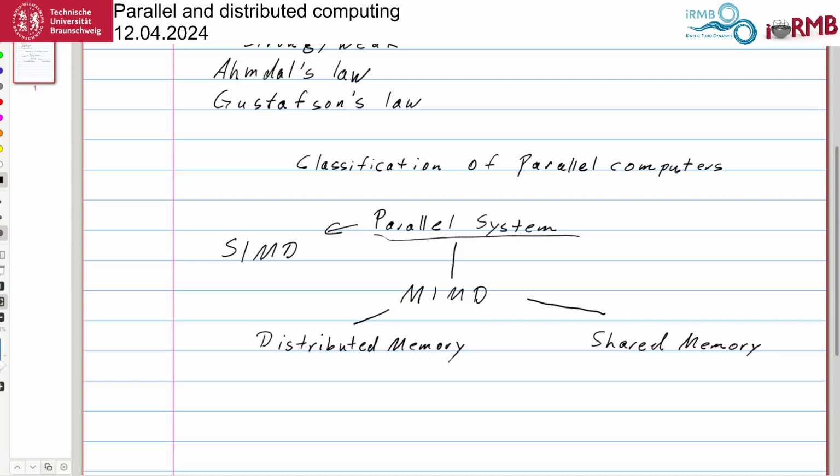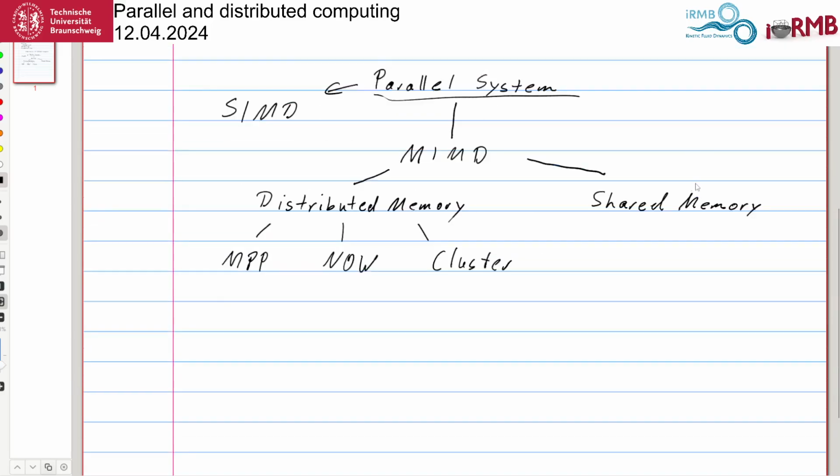For the distributed memory systems, there are several possibilities. Something called MPP, and I just realized I don't know what this is actually the abbreviation for. Then there are networks of workstations, and there is something we call a cluster. I'll specify the names for this in a minute. The shared memory systems we already covered last time.